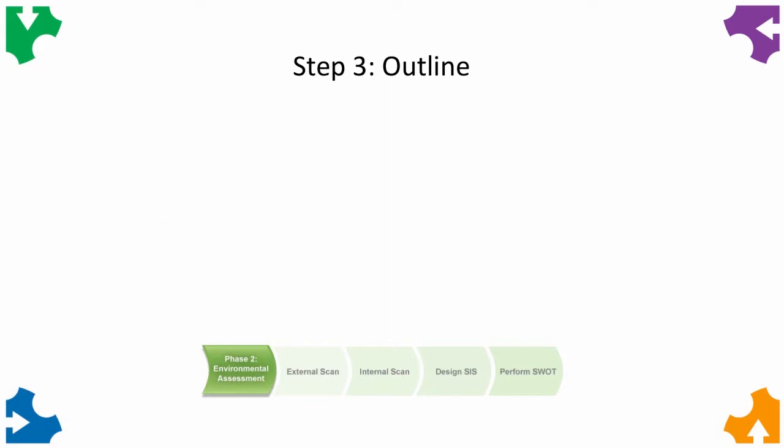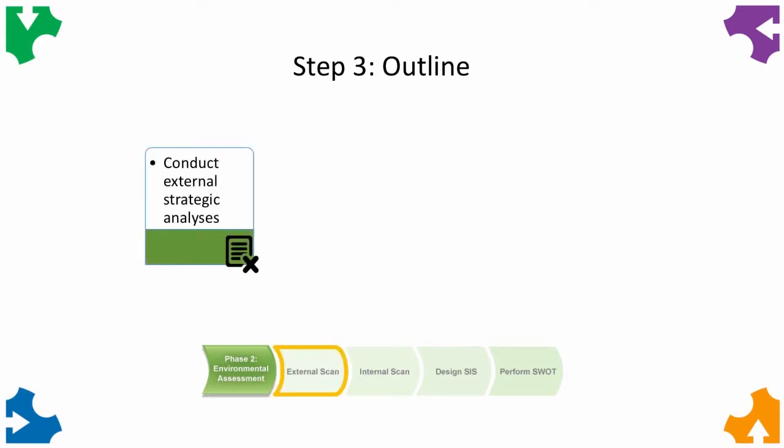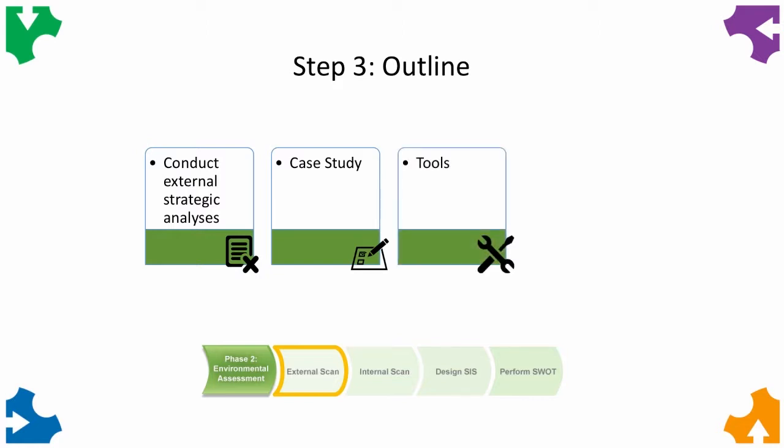The outline for step 3 will begin by taking a look at conducting an external strategic analysis. We'll have some case study information for you. We'll have a couple of tools that hopefully will be helpful to facilitate this. And then lastly, we'll take a look at the ASP Body of Knowledge Guide.